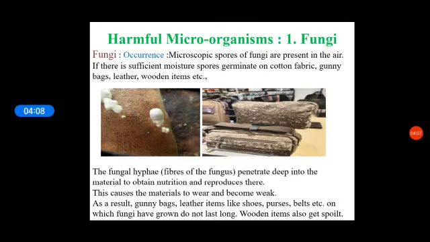Now we will learn about the other side of microorganisms, that is about harmful microorganisms. The first harmful microbe which we are going to learn is fungi. It occurs in the air in the form of microscopic spores, and when these spores get sufficient moisture, they start germinating on nutrient containing surfaces like cotton fabric, gunny bags, leather, and wooden items, and even on wet walls also, as shown in the following pictures.